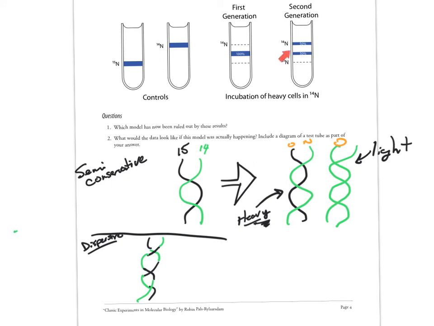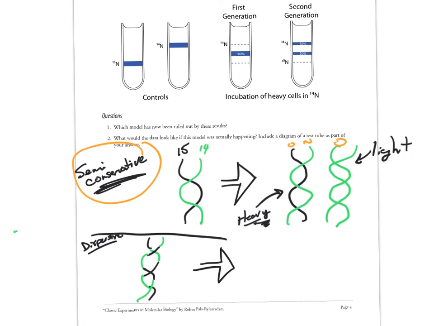And guess what you get? 50% in the middle and 50% higher up. 14 and 15, that's what you get. This confirms that the semi-conservative model is the model that's correct. But wait, how do we know that? Why? How is it that we know that it can't be the dispersive? What would happen in the dispersive model if the dispersive model were correct?